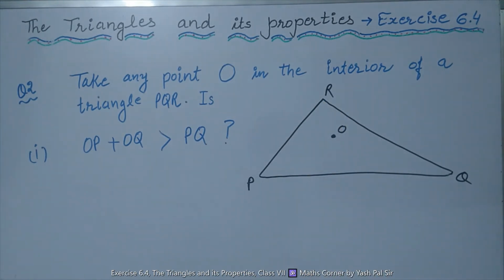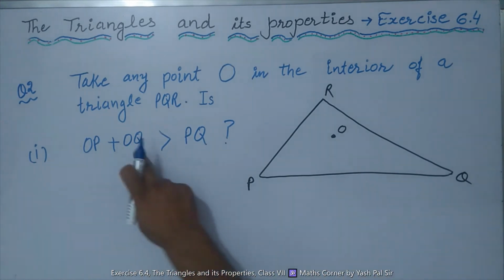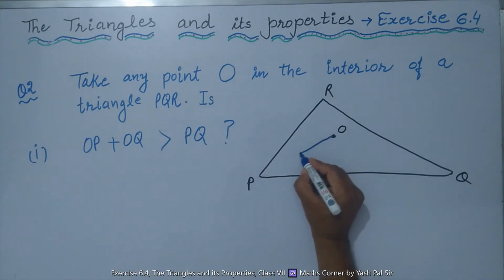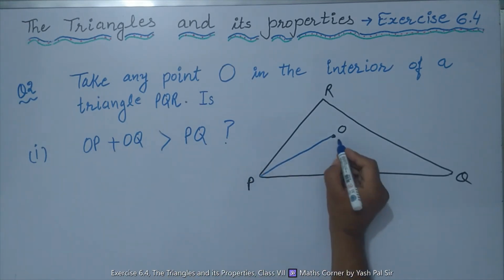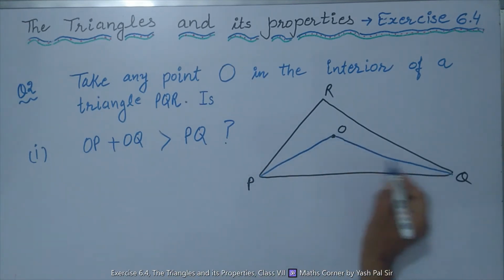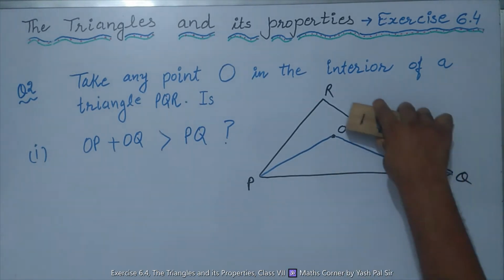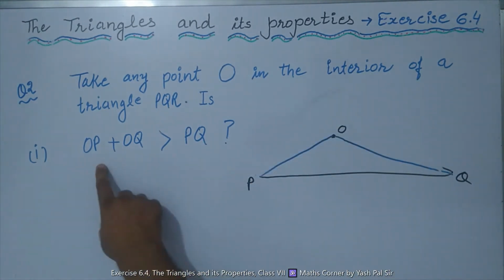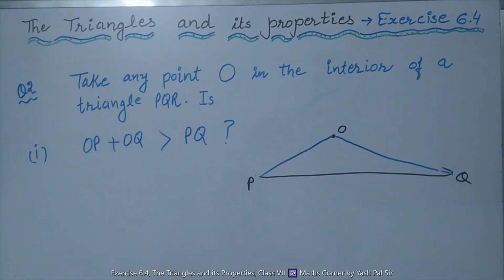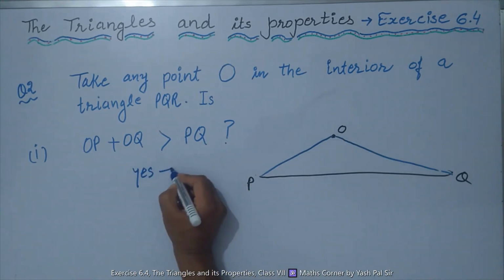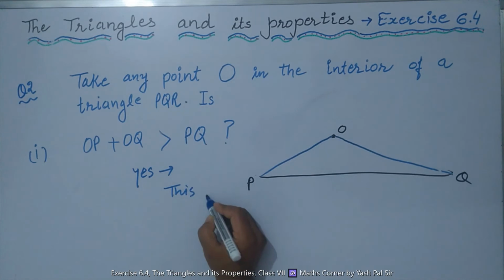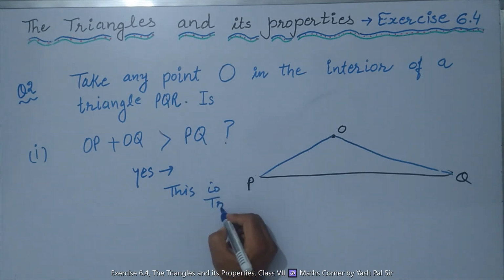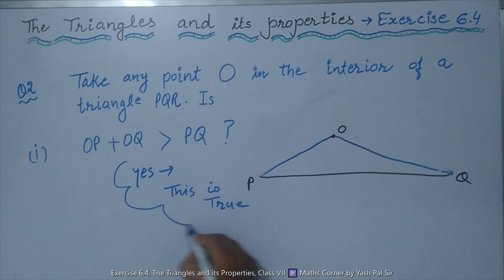Now what we do, we join OP this way, OP and OQ. So OP and OQ, it means again we have a new triangle. We forget the previous full triangle. OP plus OQ is greater than PQ. Yes, this is true. Why is this true?